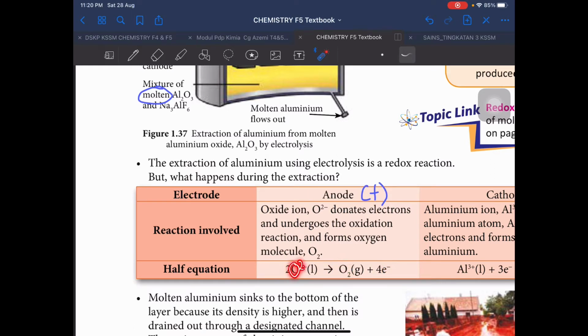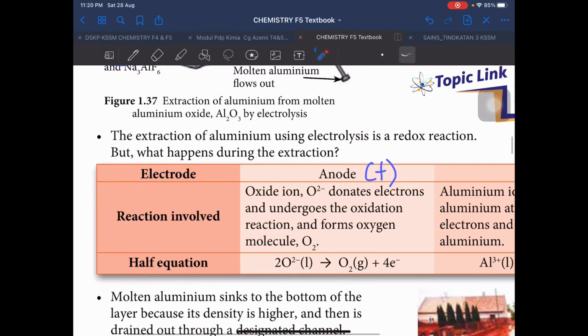If it is O2-, it must become oxygen gas, right? If it is Br-, it must become Br2, right? If it is Cl-, it must become Cl2, right? And it undergoes oxidation reaction. Why oxidation reaction? Because it donates electron, right? And forms oxygen molecule. So, these are the reactions involved in the anode. Okay, very easy.